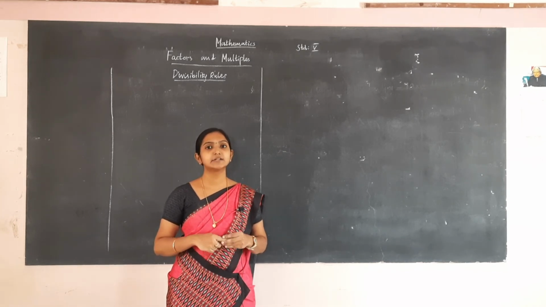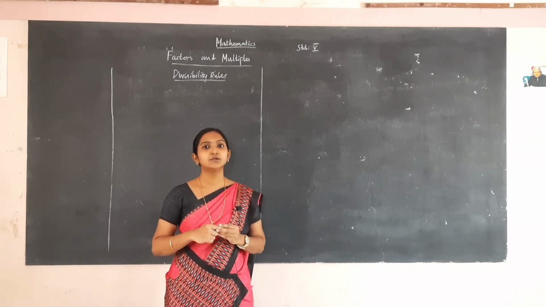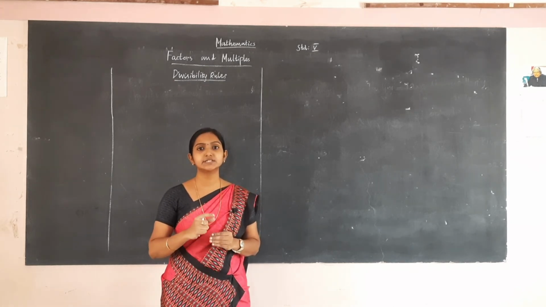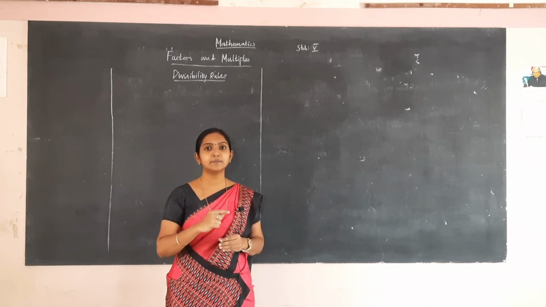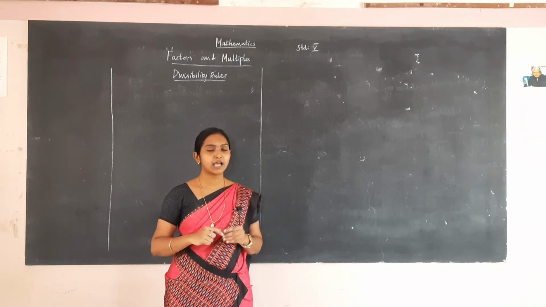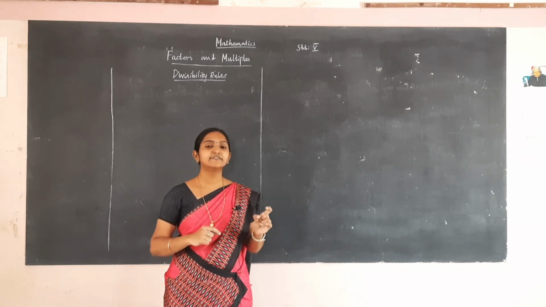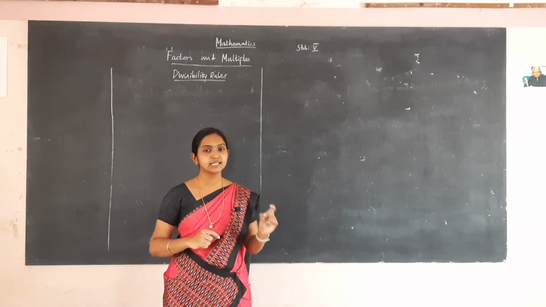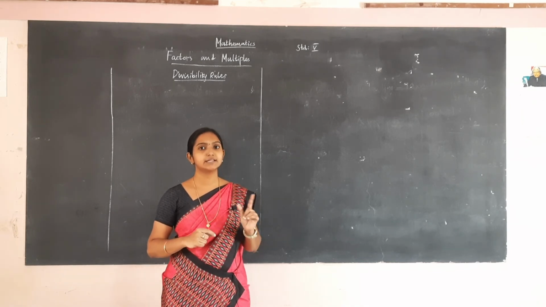Next, divisibility rule for number 8. We have to look at the last 3 digits of a number. If the last 3 digits are divisible by 8, then the whole number will be divisible by 8.